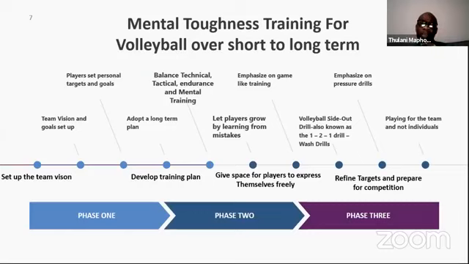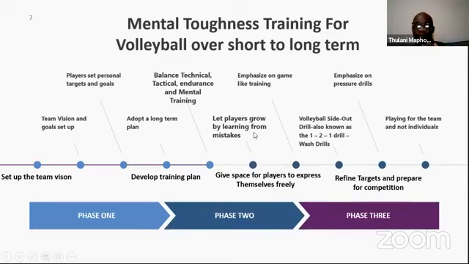So basically, one of my key last slides is mental toughness training for volleyball. I've divided this into 3 critical phases. 1, let's set up the vision, the team vision. Players set up personal goals and targets. 2, let's develop a long-term training plan that focuses on balance between technical, tactical, endurance, and mental training. 3, let's also not miss the word mental training as part of those critical elements.